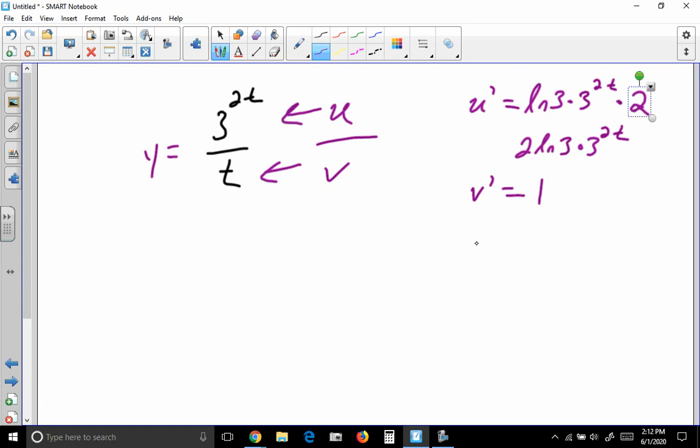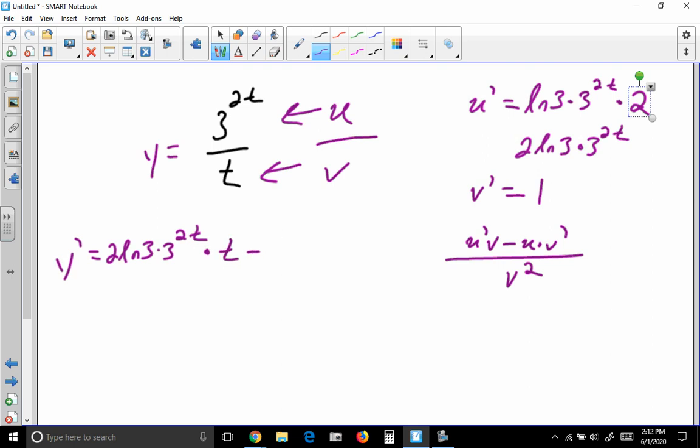So remember, the quotient rule is u prime times v minus u times v prime, all of that over v squared. Our derivative will be u prime, 2 times natural log 3 times 3 to the 2t, times v, minus u, 3 to the 2t, times v prime, all of that over the denominator squared.